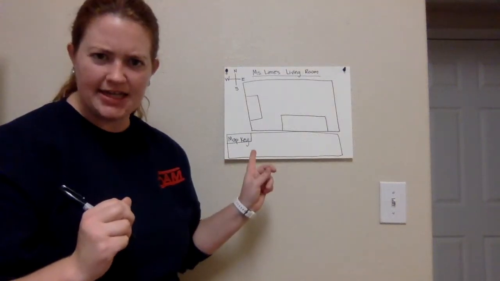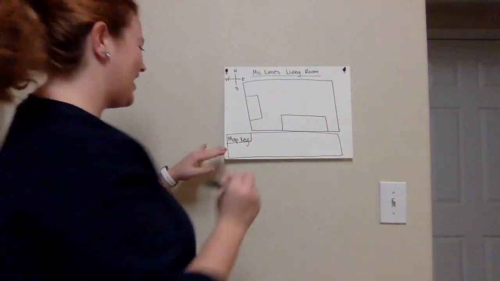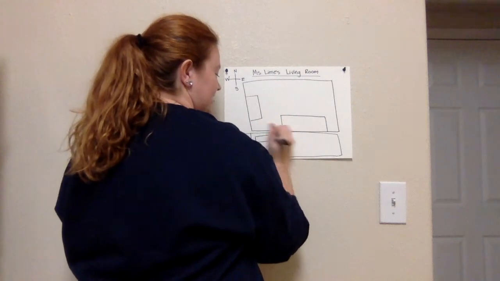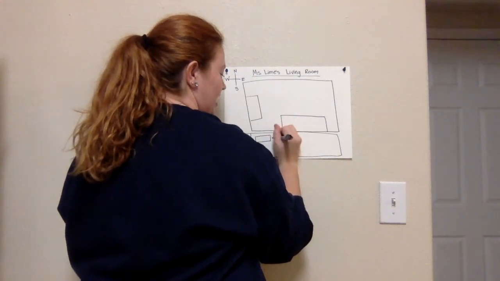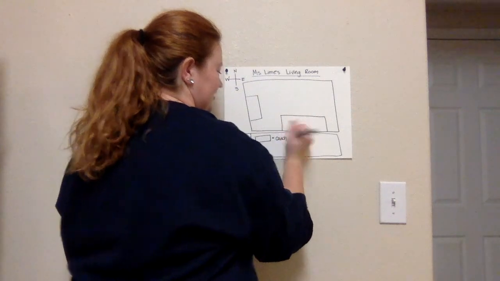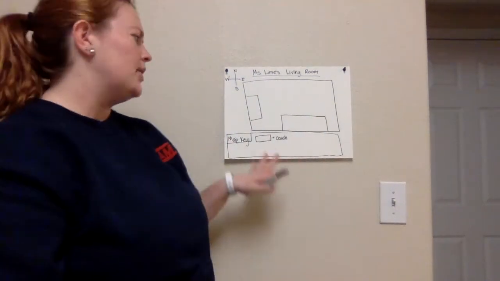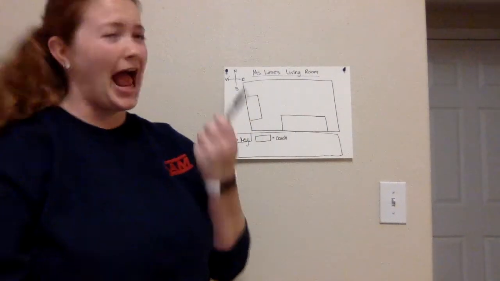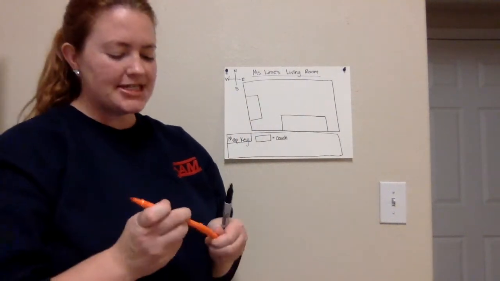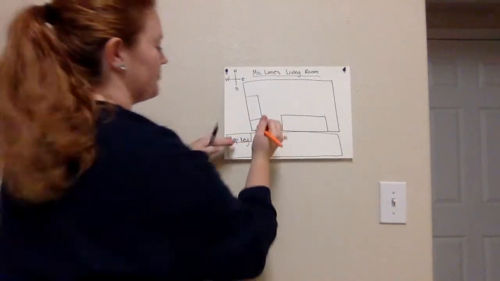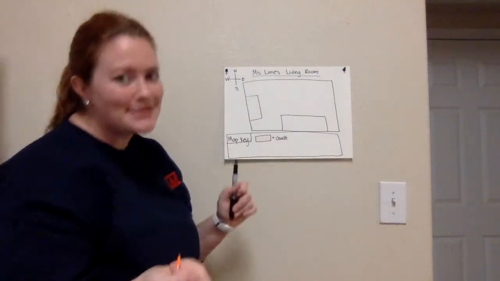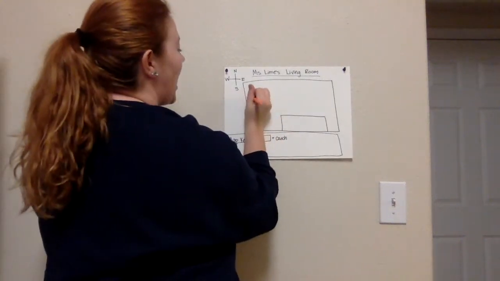I need to add it to my key. That's right. I'm going to put a rectangle like this and say that equals a couch. Now, even though my key says that's a couch, I have a lot of these black lines just showing up, so I'm just going to add a little bit of color.